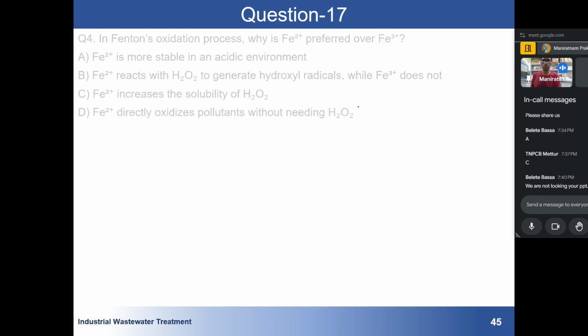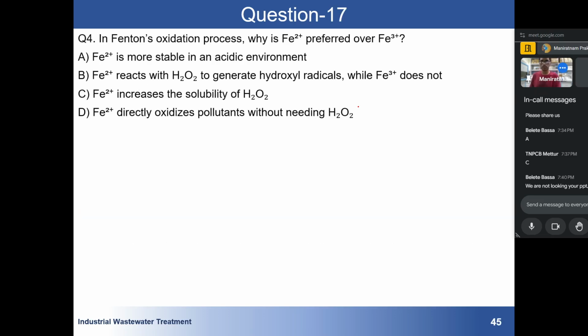Question number 16 is related to Fenton's oxidation process. Why is Fe2+ preferred over Fe3+? Fe2+ is more stable in acidic environment. Fe2+ reacts with H2O2 to generate hydroxyl radical while Fe3+ does not. Fe3+ increases the solubility of H2O2. Fe2+ directly oxidizes pollutant without needing H2O2.